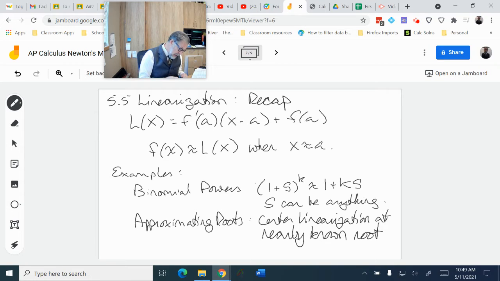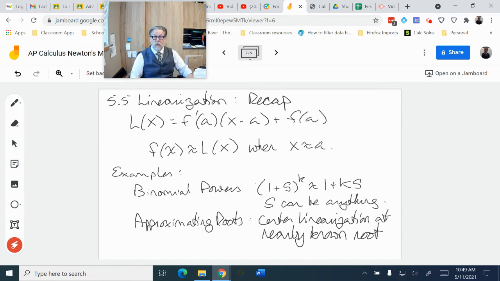All right, quick recap video. What did we do in section 5.5? The chapter is basically about linearization. What can we do by approximating a function as a line over a short distance?